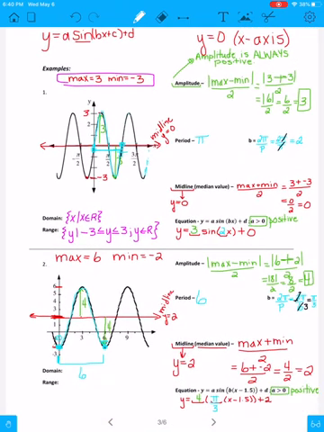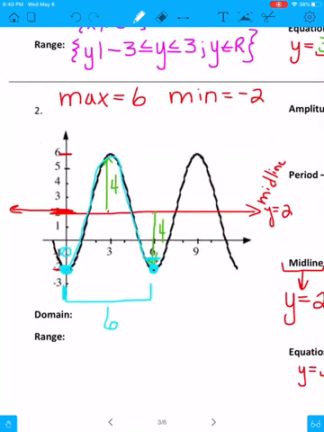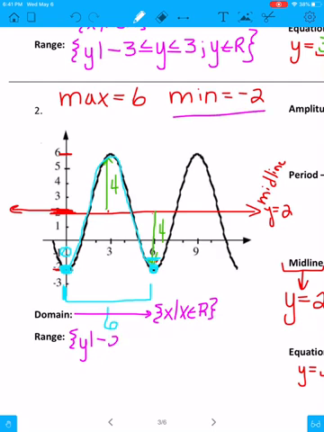Okay. For number 2, I kind of took up its spot, so I'm going to put an arrow over. My domain is x such that x is an element of the reals. My range is y such that my minimum, -2, is less than or equal to y, is less than or equal to, so slanted L's, my maximum, which is 6, YER.